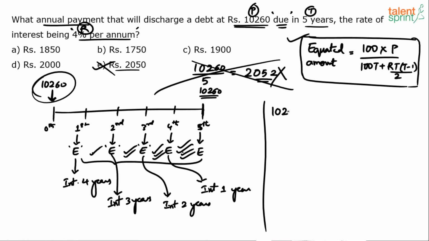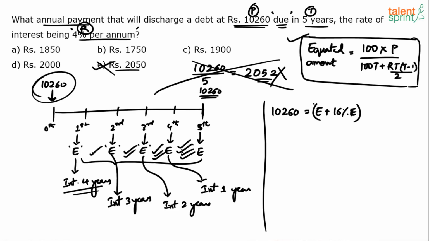So this 10,260 is equal to, look at this, E plus, how many times will this get the interest? 4 times. 1, 2, 3, 4 times, right? 4 years basically. This E will attract interest for 4 years. That's what we have done, right? 4 years. How much per year? 4% per year. So 4 into 4, 16%. Every year I'll get 4%. So 4 into 4, 16%. 16% of what? E.